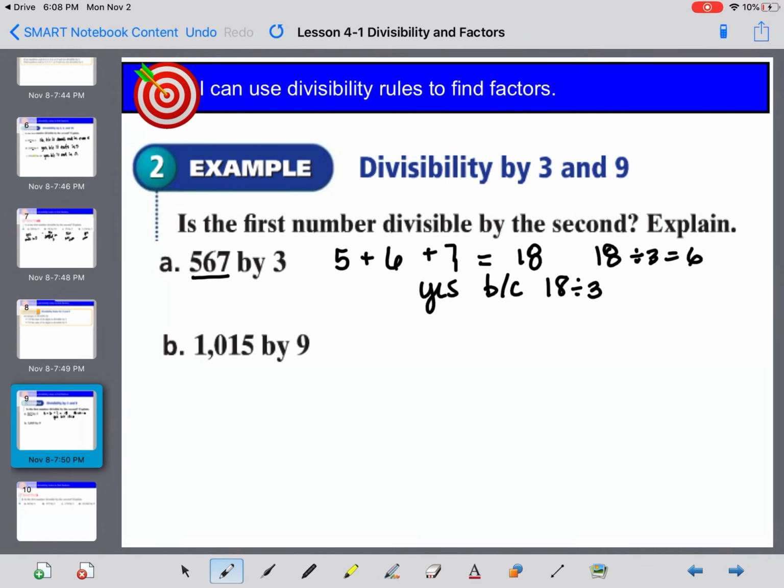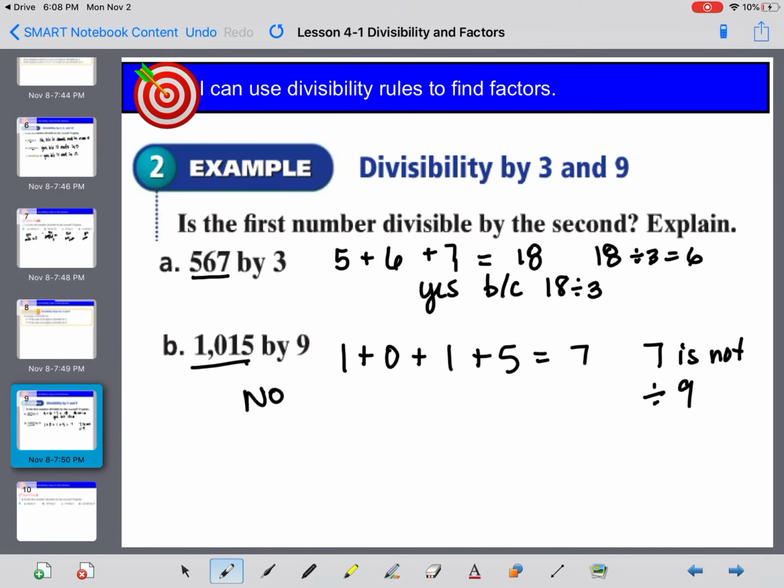Look at letter B. 1,015, is it divisible by 9? Well, what is 1 plus 0 plus 1 plus 5? That equals 7. 7 is not divisible by 3, or divided by 9, excuse me. So therefore, this number is not divisible by 9.